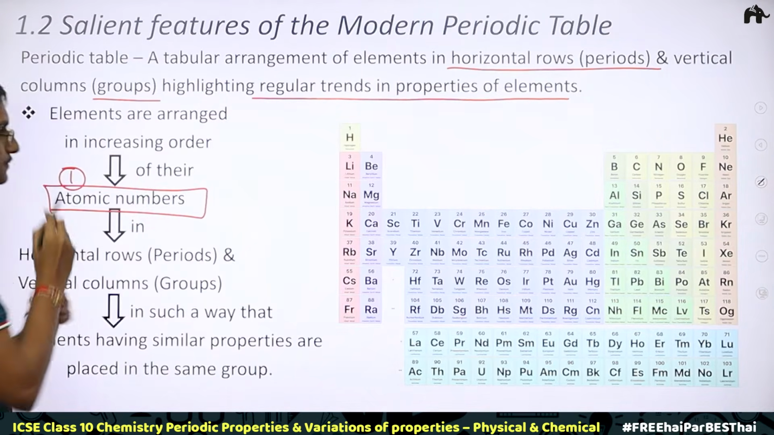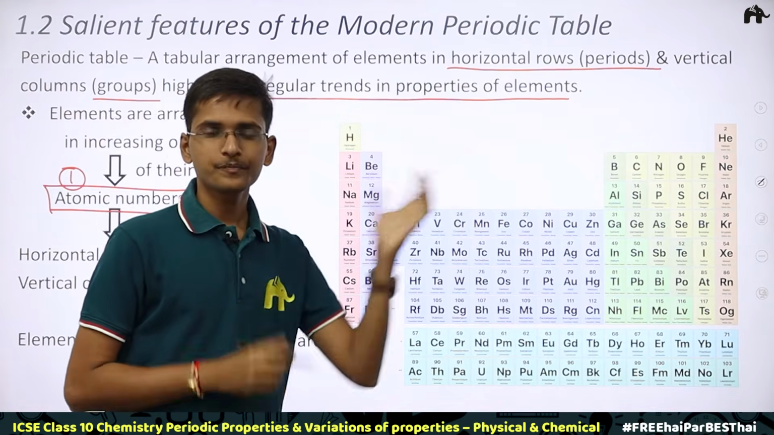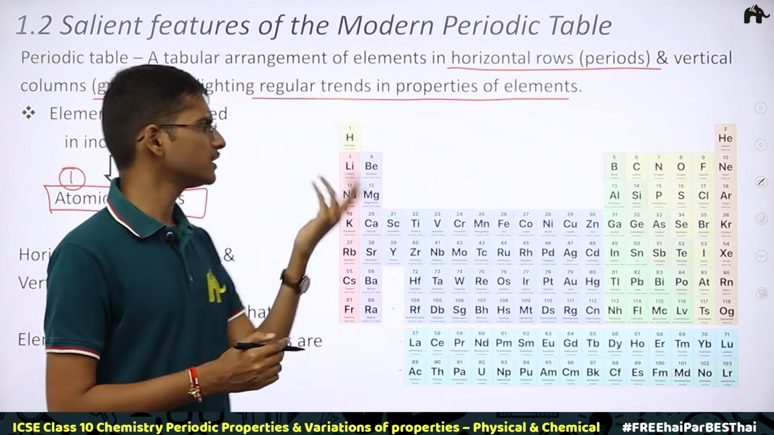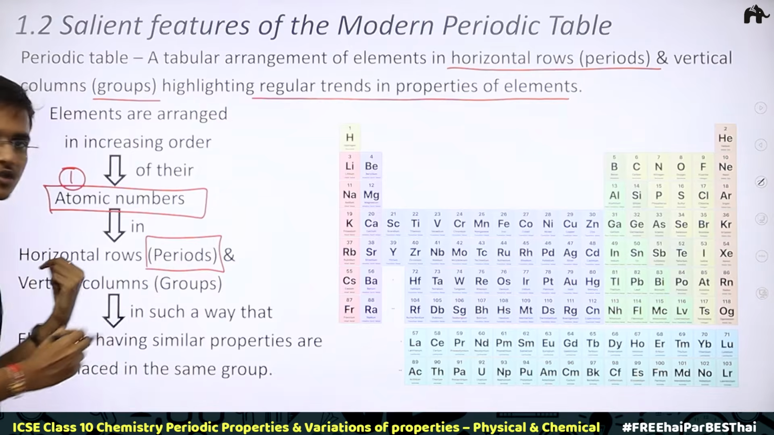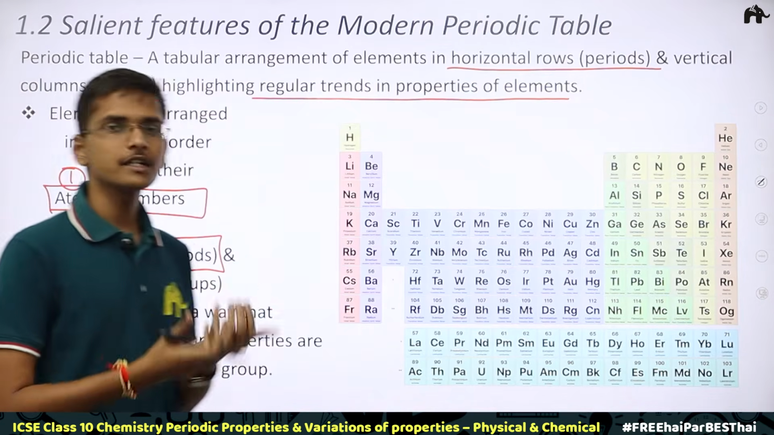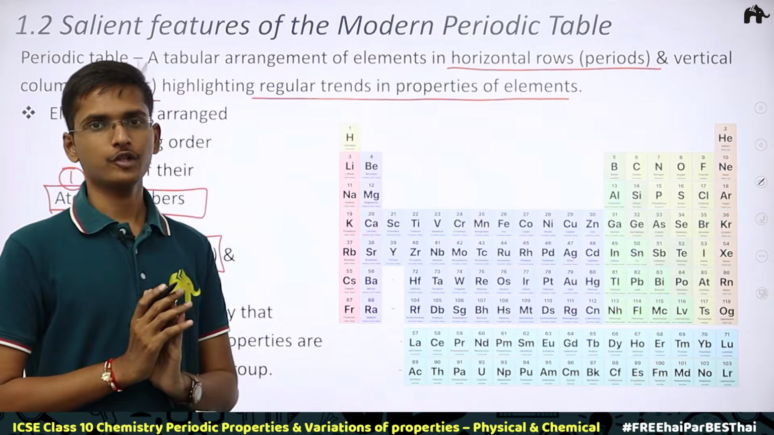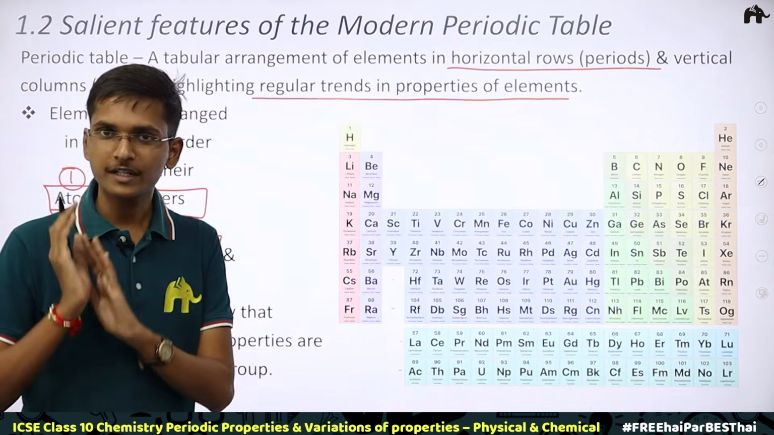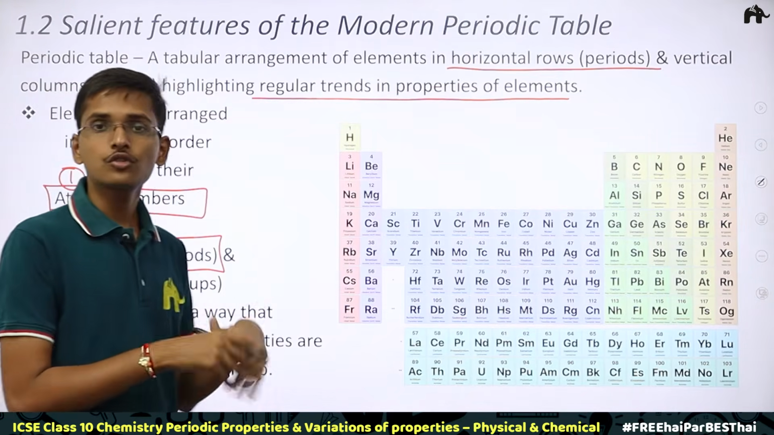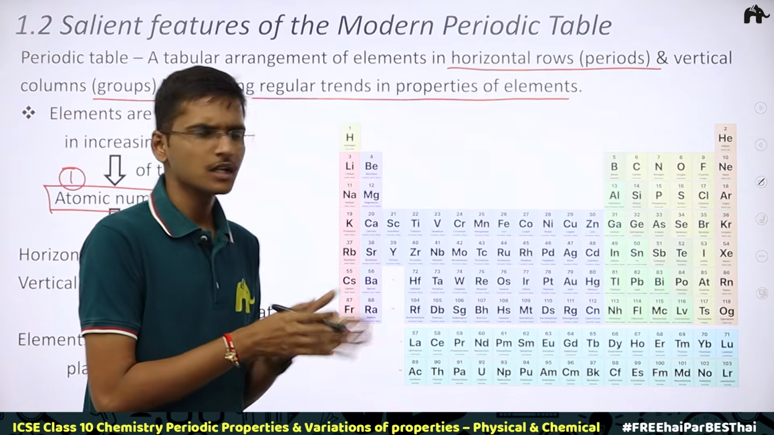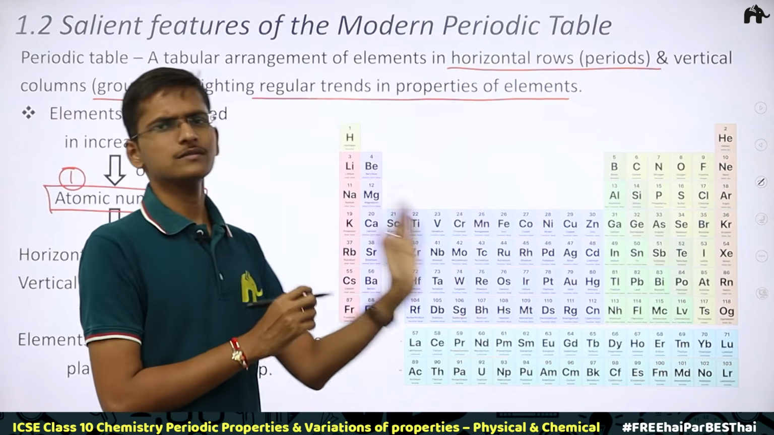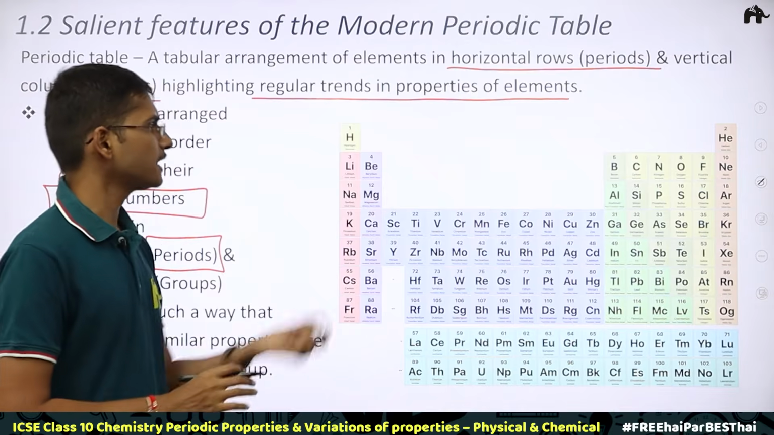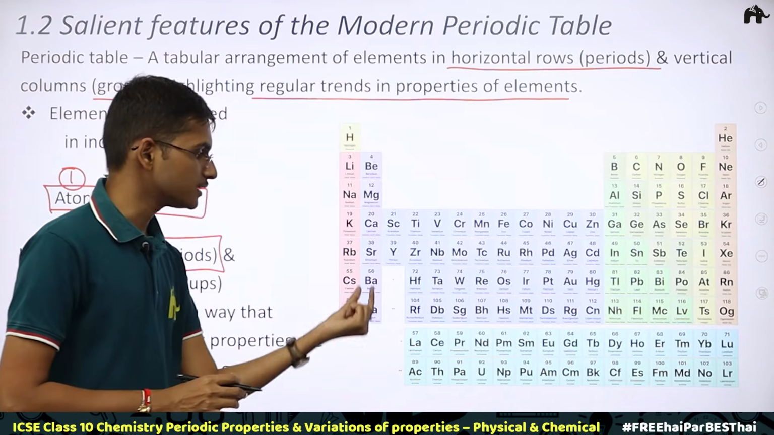Okay, and just simply in horizontal rows and vertical columns. But the name of horizontal rows, which was series in Mendeleev's periodic table, now here we gave it as periods. We call the horizontal rows of elements as periods and the vertical columns as groups, same as that of the Mendeleev's periodic table. And this criteria was important in the Mendeleev's periodic table, which is also followed in the modern periodic table: the elements are arranged in horizontal rows called periods and vertical columns called groups, in such a way that the elements having similar properties are placed in the same group.